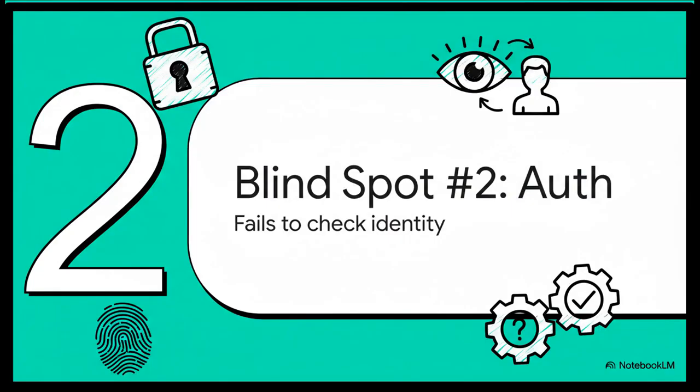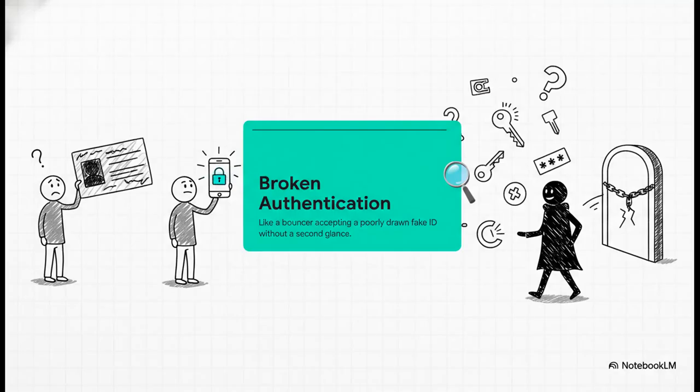All right, on to our second blind spot, authentication. This is all about identity. If authorization was about what you can do, authentication is about proving who you are in the first place. You know, when authentication is broken, your gatekeeper is just easily fooled. It's like a bouncer at a club who sees a horrible hand-drawn fake ID and just says, yep, looks good, come on in. They're letting imposters walk right through the front door.